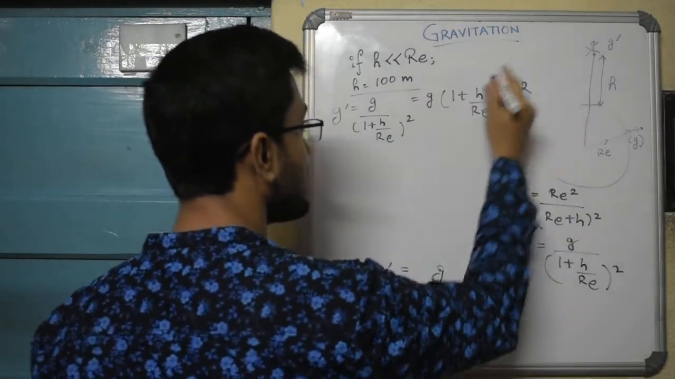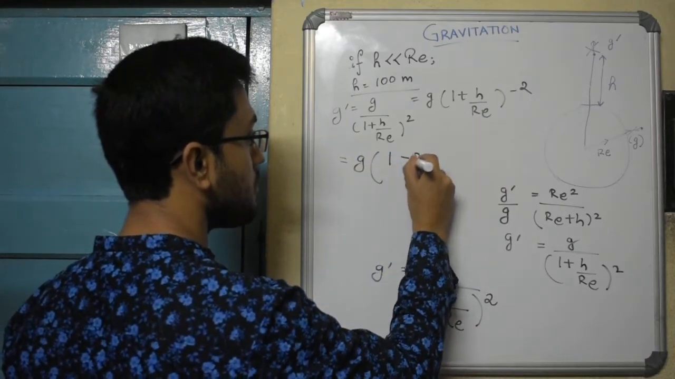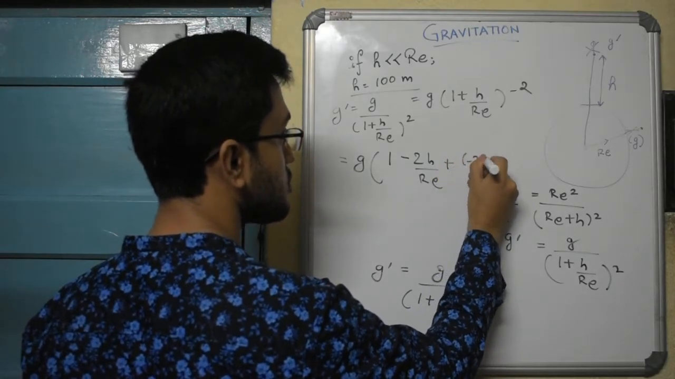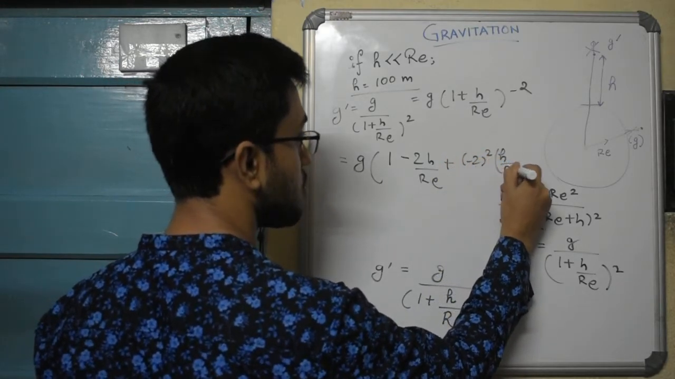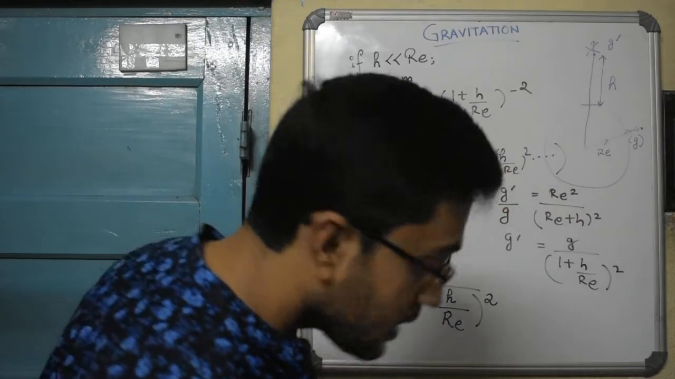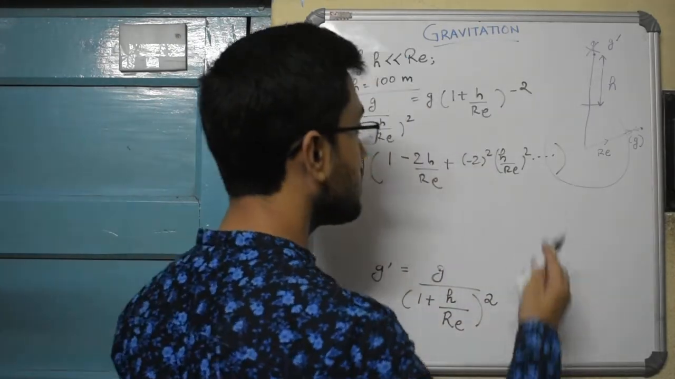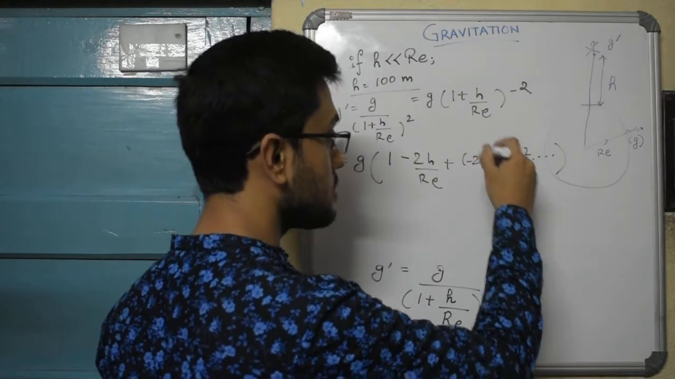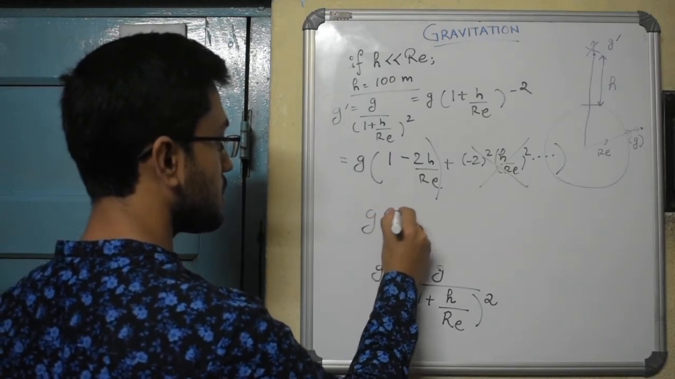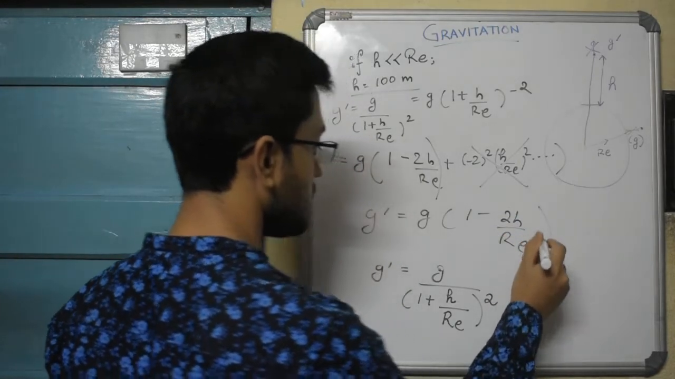Now I will do binomial expansion of this expression. So that will be g into 1, the power comes forward, minus 2h by RE. The next term will be minus 2 squared h by RE squared, and so on. But these are higher terms, and as I said the height h is much smaller than the radius of earth, so there is no point in considering the h by RE squared term. So we do not consider this term. We only take the expression up to this term. Then g dash becomes g into 1 minus 2h by radius of earth.